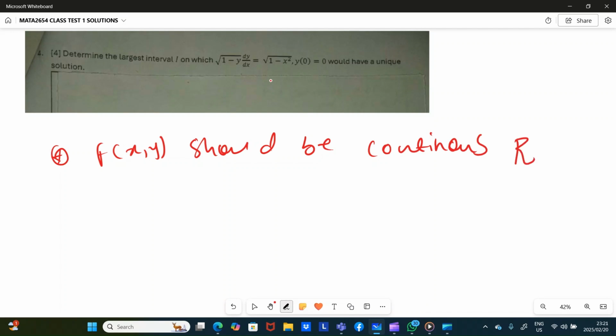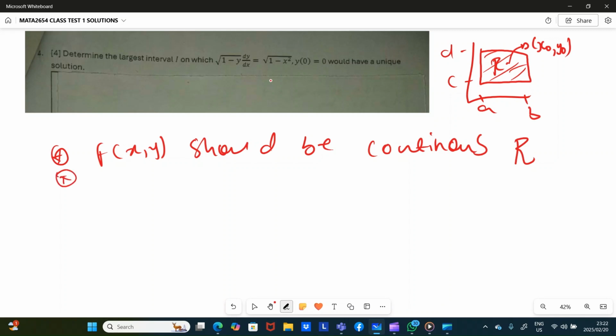Maybe if I just draw the region R, it can look something like this: A, B, C, D. This is your region R, where maybe you have your point x naught, y naught. So f of x, y has to be continuous within this region. Another point that you have to keep in mind is that the partial derivative of f with respect to y should also be continuous within the region.